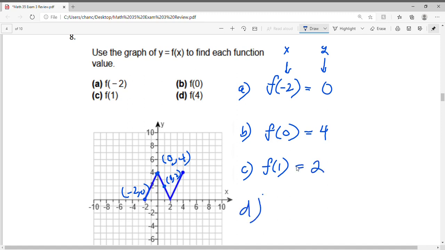Finally, for part D, we have an x coordinate of 4. And we want to figure out what the y coordinate is. This is the point 4, comma 4. So f of 4 is equal to 4. Again, we're looking for the output. They gave us the x coordinate. All I need to find is the y coordinate. And we're just looking for the y coordinate or the ordered pair that works for our function.